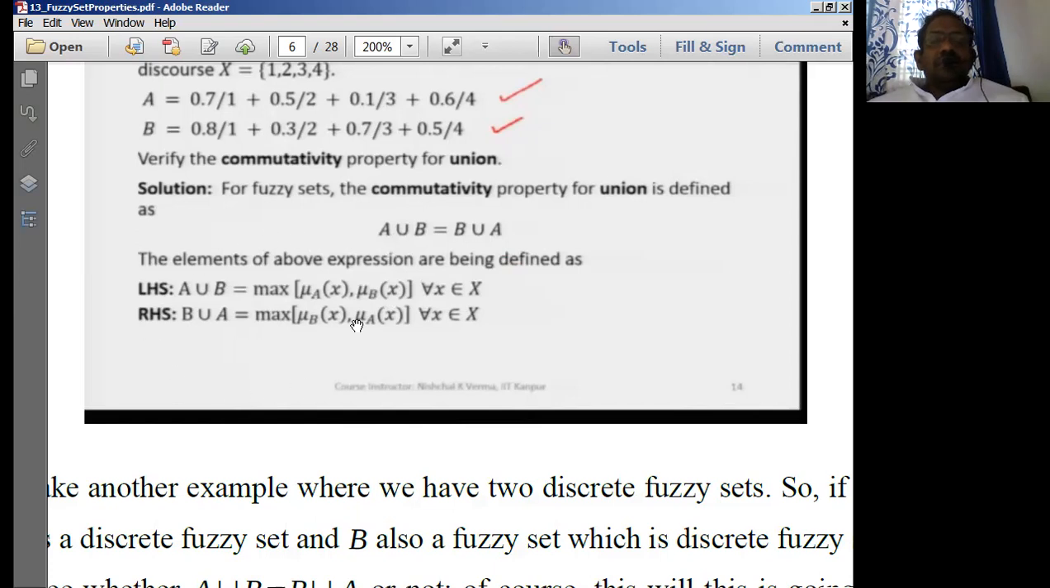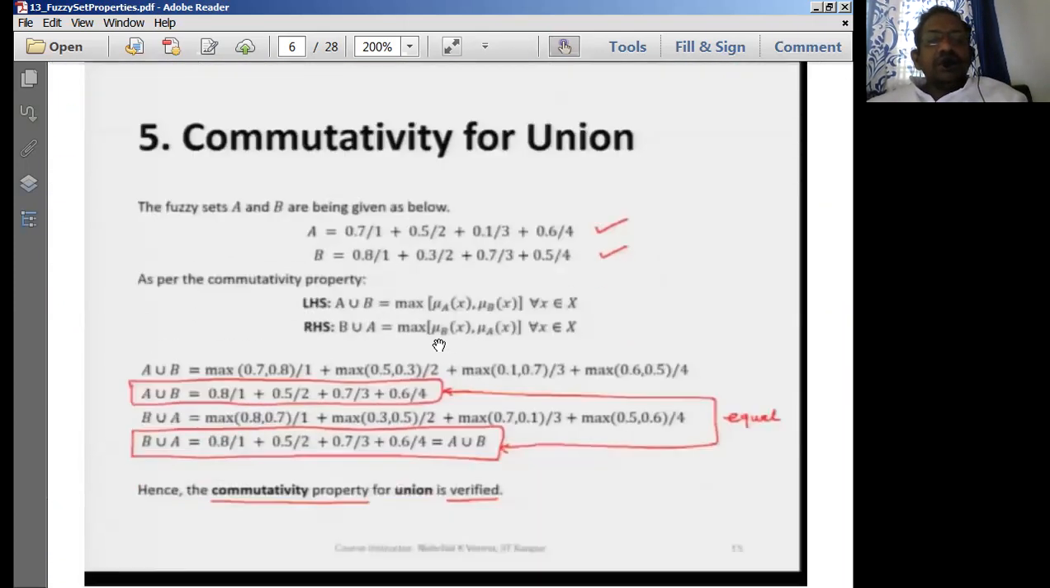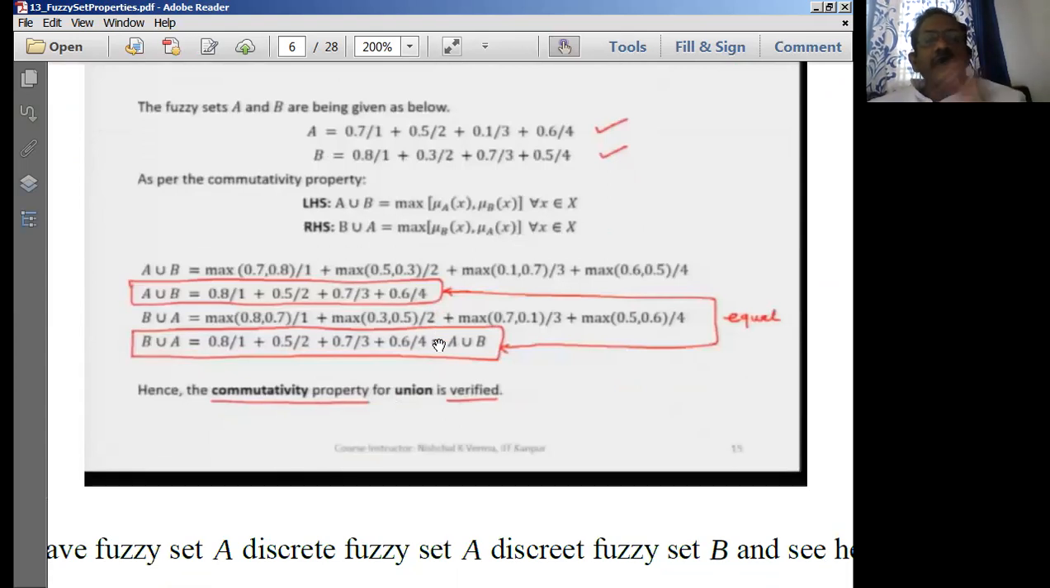So what is the criteria we have? A union B means the max of the member function of A with the member function of B. Then B union A means the max of the member function of B with the member function of A. This is the relationship which we have. Now let us start looking into this.